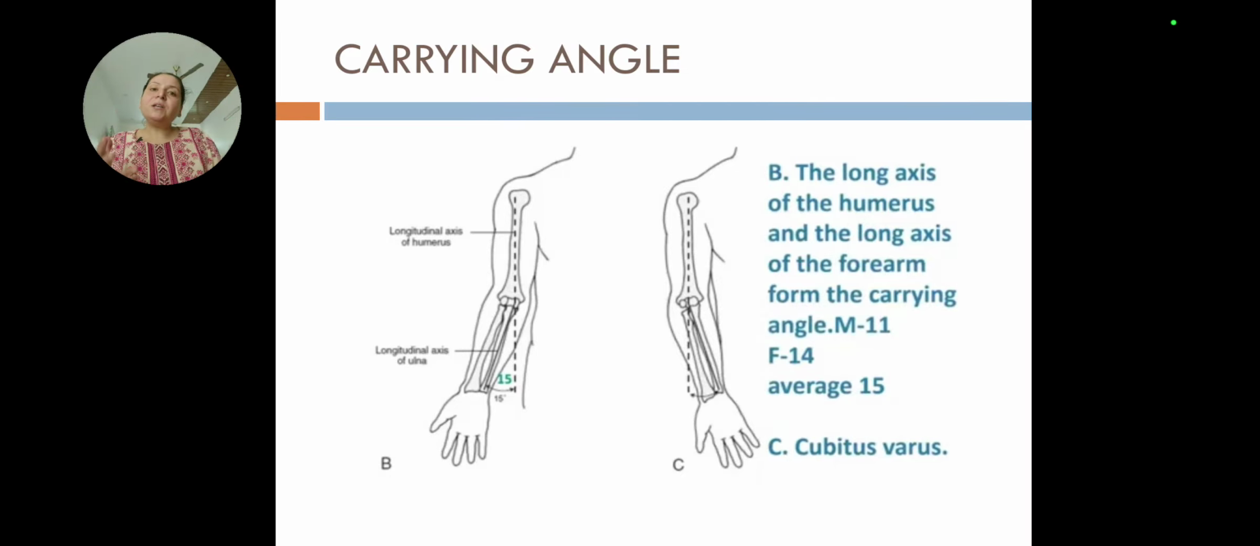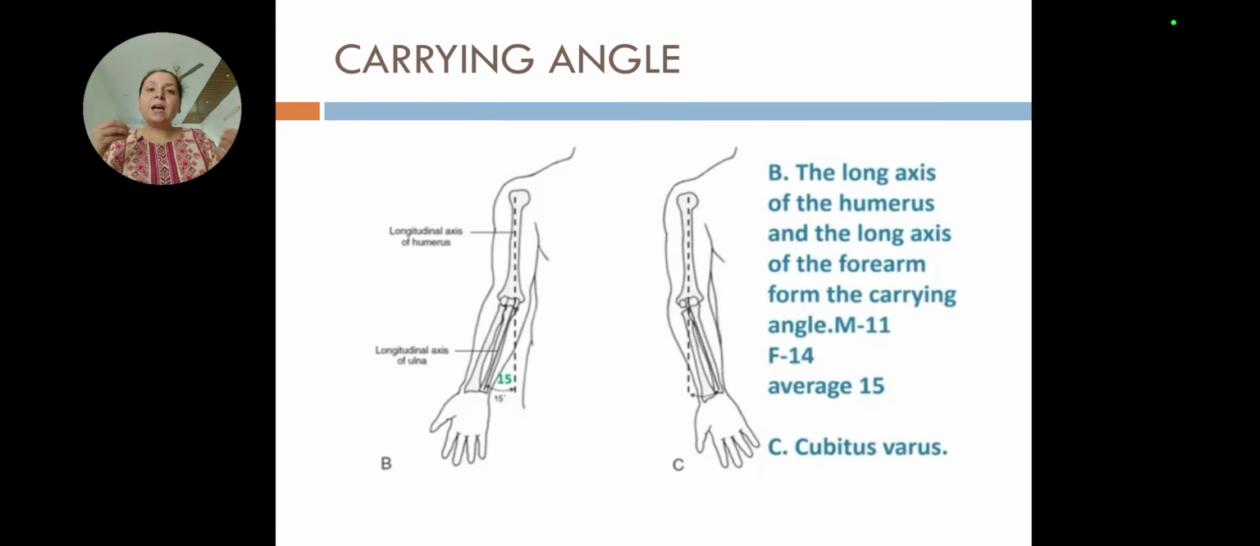But what is the significance of this carrying angle? Number one, whenever we are walking or using our upper limb, it will not strike with the lower limb and the trunk. So it is giving us space for the upper limb to move, and it will not hit the lower limb or the trunk.